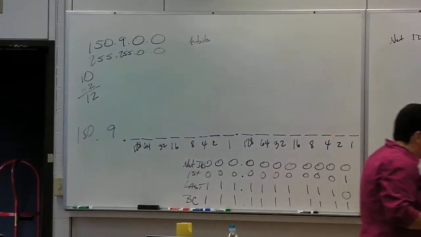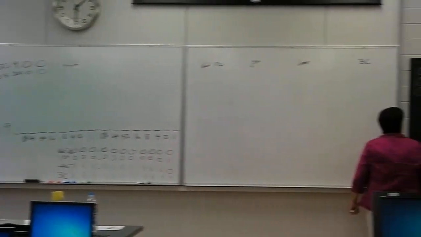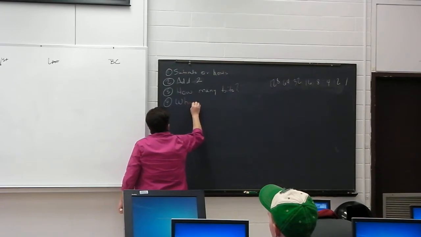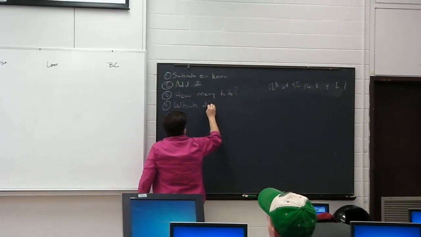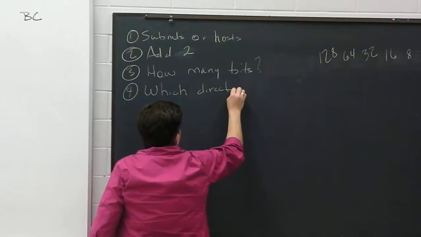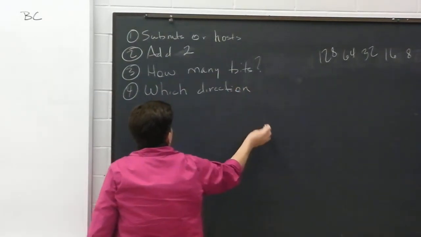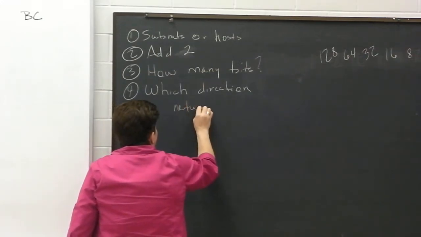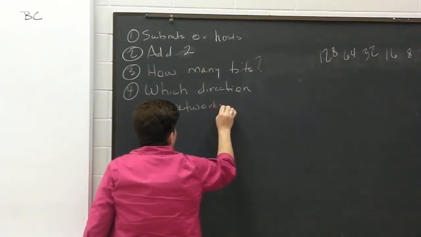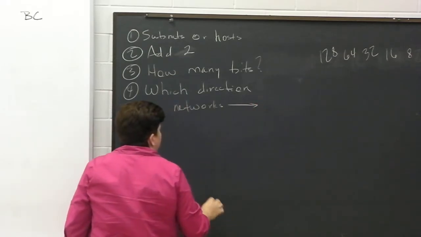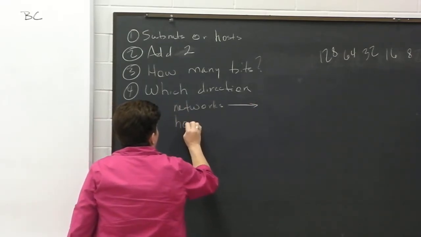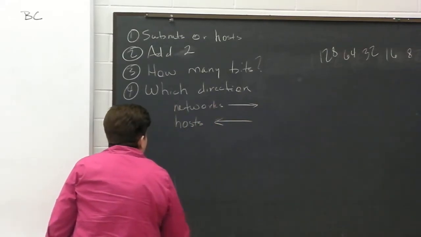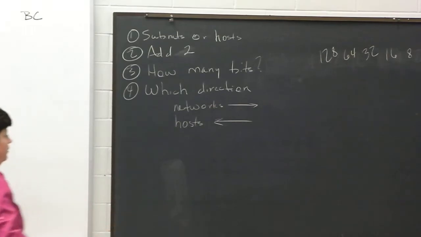Now you have to decide which direction. For now, we're only doing network, but you've got to decide which direction to move your line. If you've asked me for networks or for subnets, I'm going from the left to the right. If you've asked me for hosts, I'm going from the right to the left. Okay, and we'll see that in a minute.